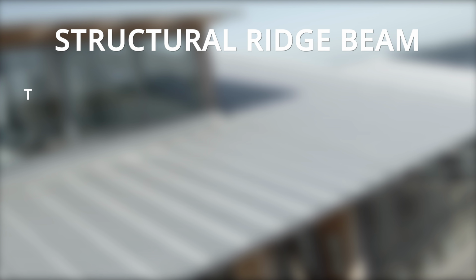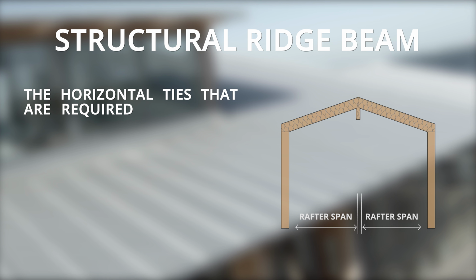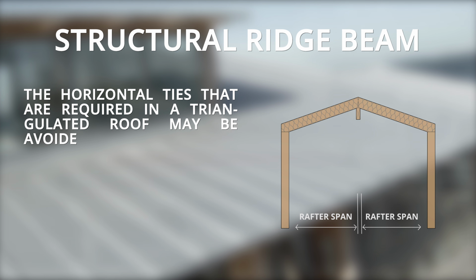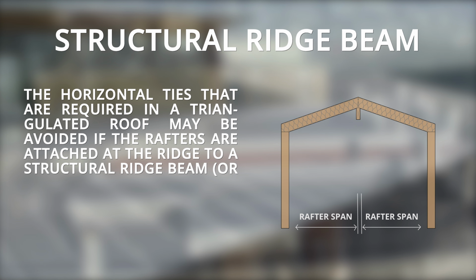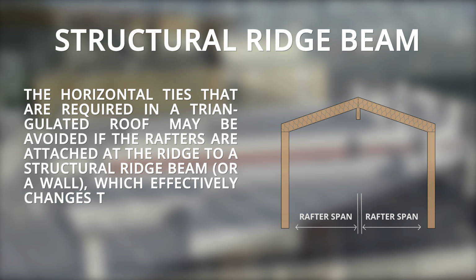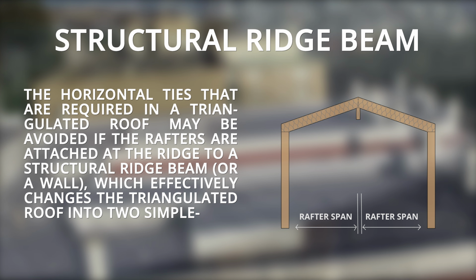Structural ridge beam. The horizontal ties that are required in a triangulated roof may be avoided if the rafters are attached at the ridge to a structural ridge beam or wall, which effectively changes the triangulated roof into 2 simple span roofs.